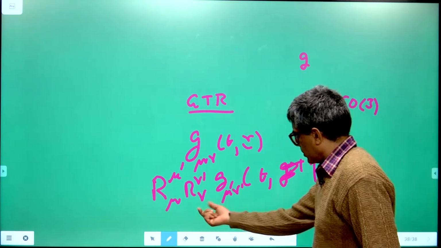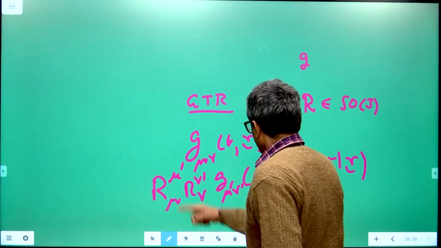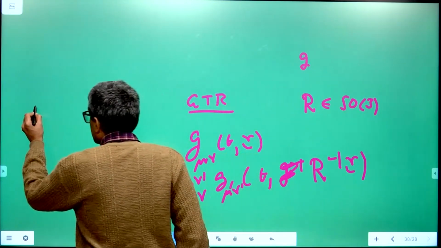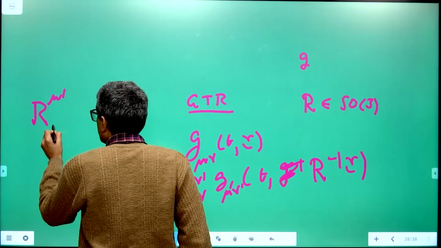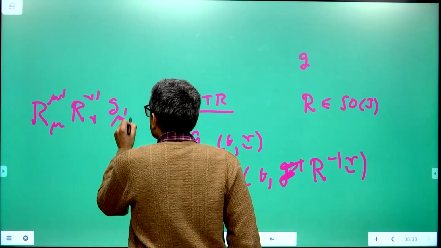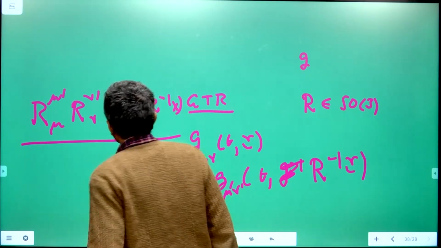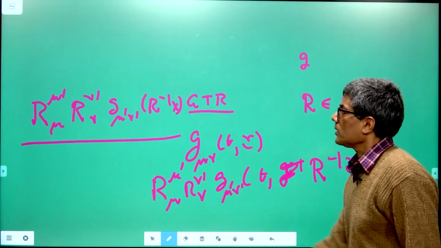Of course, here R can in general be a Lorentz transformation, right? It acts on 4 spacetime indices. So if R is a Lorentz transformation, I can write it as R(mu' mu) R(nu' nu) g_mu'nu' at R inverse of x. So R is a Lorentz transformation, and you have to estimate this Lorentz transformation.